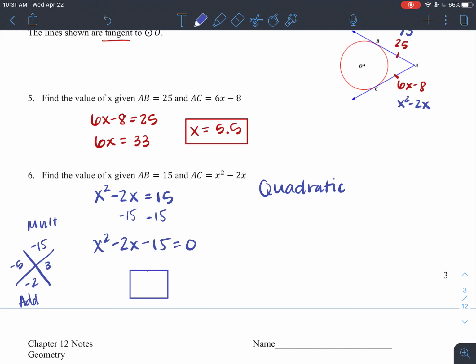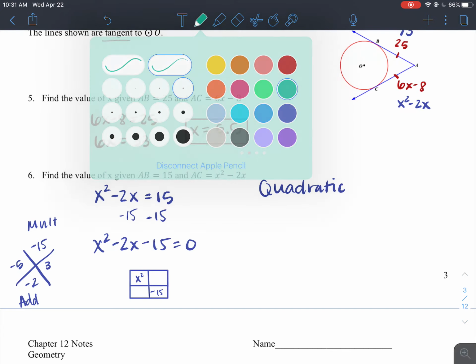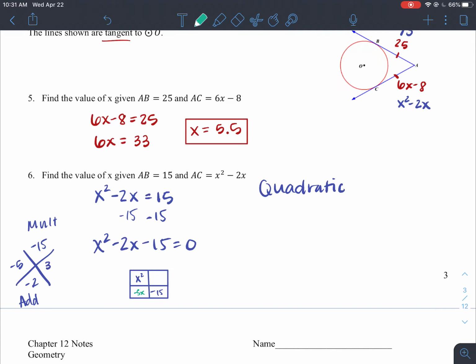So I'm going to build my box. I'm going to make those nice and straight lines, because otherwise it's going to bother me. I have x squared, negative 15. I'm going to add in my two new chosen numbers, so negative 5x, positive 3x. So I can factor out a negative 5, an x, and a 3. So I now have, and I know I went through that pretty quickly, you can pause, slow down the video if you want.